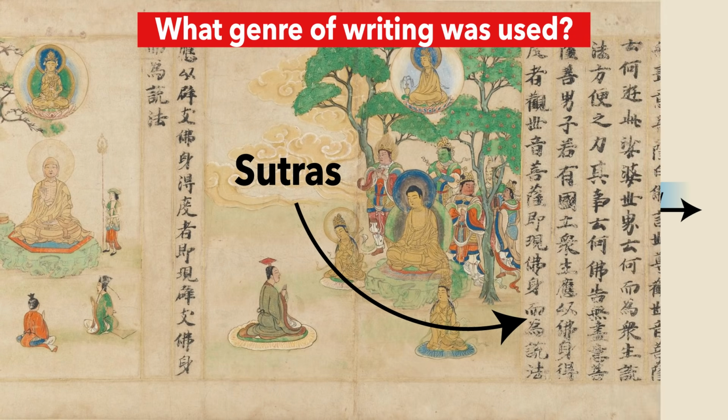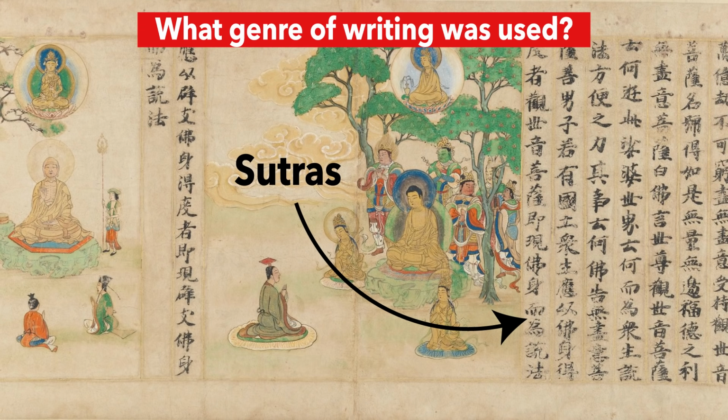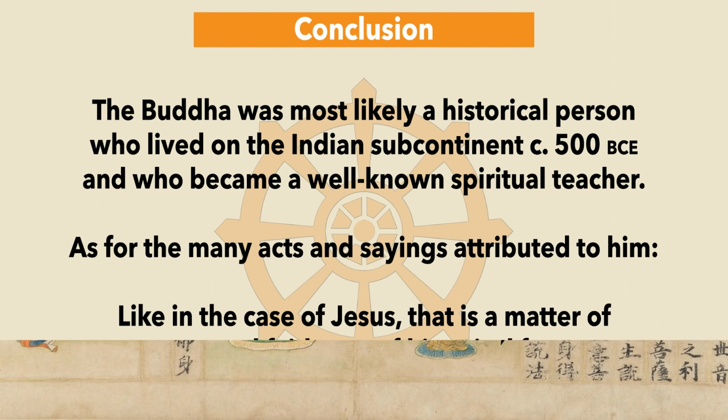The final question we have to consider is, what genre of writing was used? Well, like most religious literature, the main purpose of the Buddhist scriptures is not to serve as a record of historical events, but rather to pass on certain spiritual teachings. In this case, this is often done in the form of sutras, which are short, wise sayings attributed to the Buddha. Okay, so what's our conclusion?